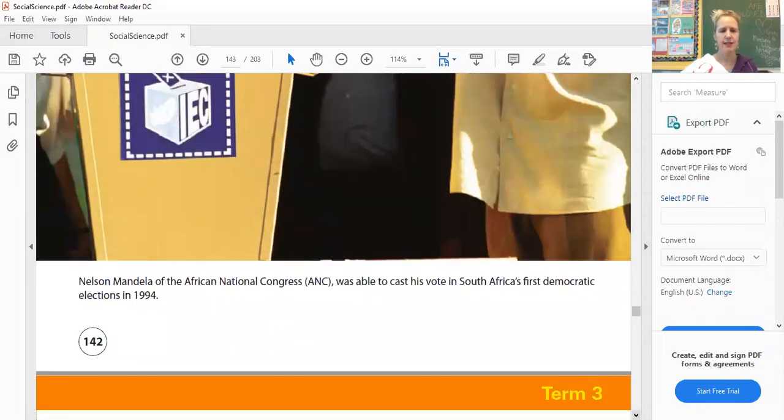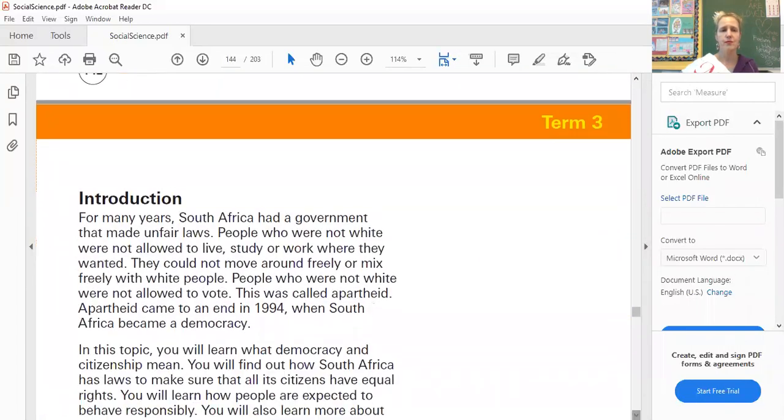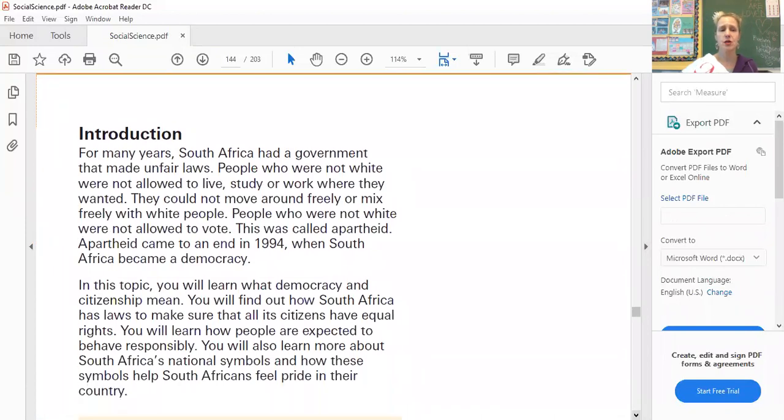Okay, it says there Nelson Mandela of the African National Congress, or also known as the ANC, was able to cast his vote in South Africa's first democratic elections in 1994. So we were not a democratic country. And then from 1994, we became a democracy.